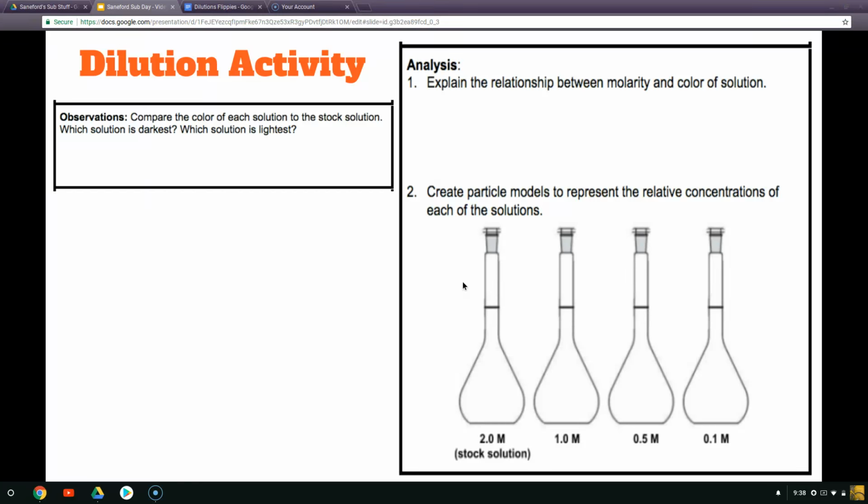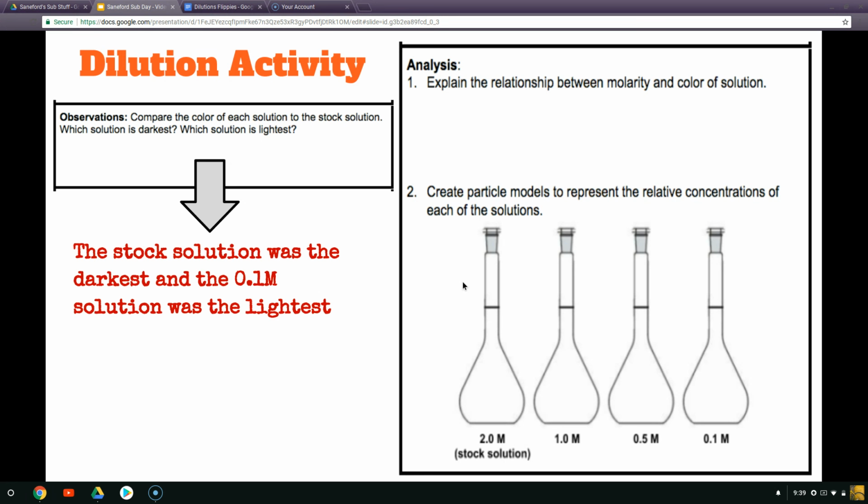All right, we're back. So your observations. After you made all three solutions, you were supposed to compare the color of each one to the stock solution. Which one is darkest and which one is lightest? Turns out the stock solution was the darkest, and the third solution, 0.1 molar, was the lightest. So that's what we should have seen.